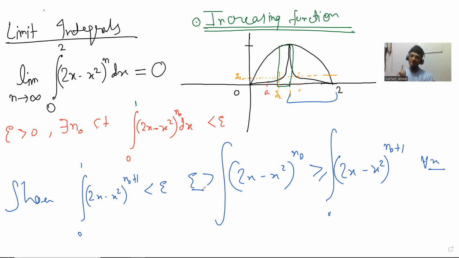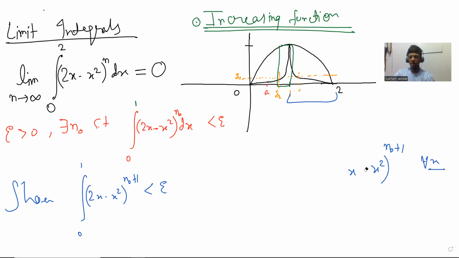So it's done. It's an increasing function in x, but it's decreasing in n. As n increases, it decreases. And so that is good for us. All the things come together and solve the problem. Otherwise, it's difficult. Otherwise, it may not be true. That's the thing.